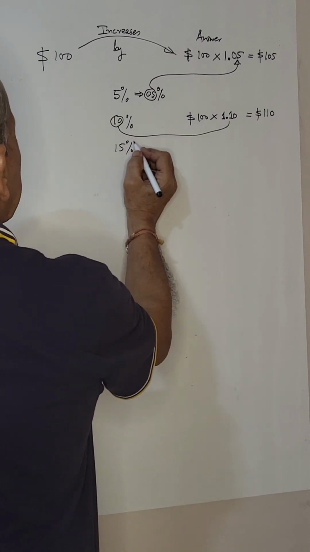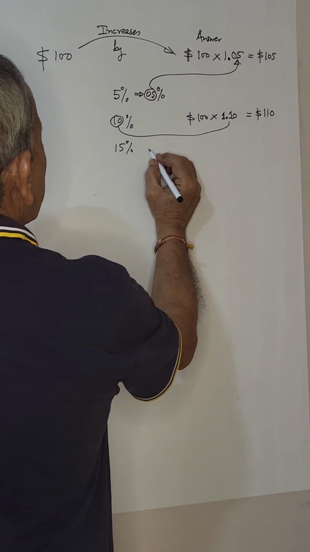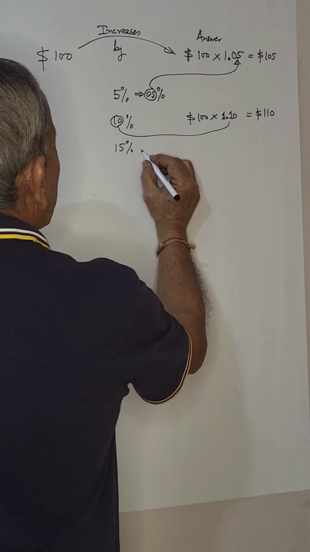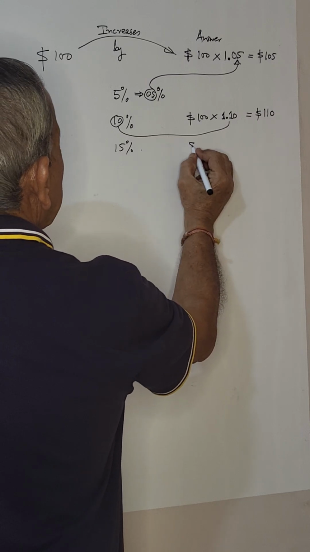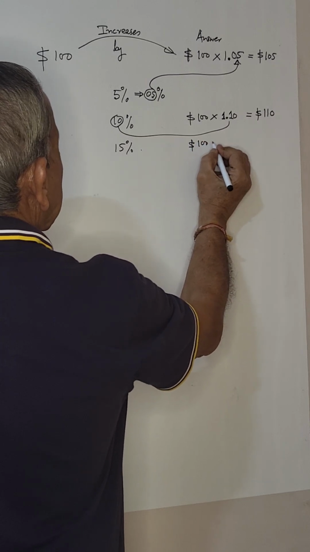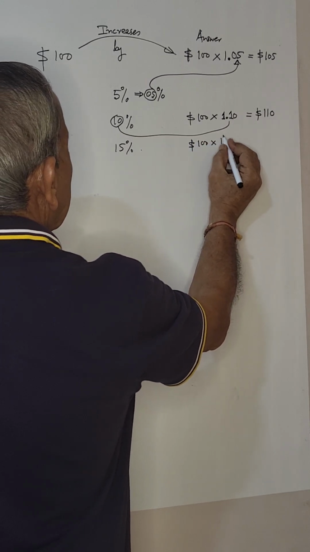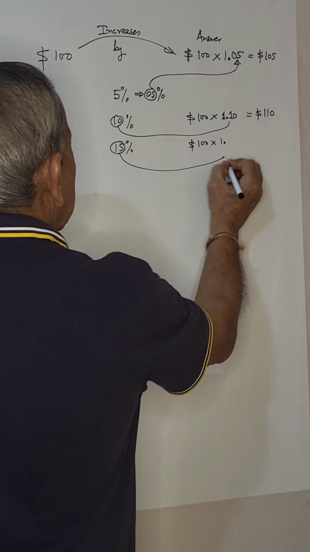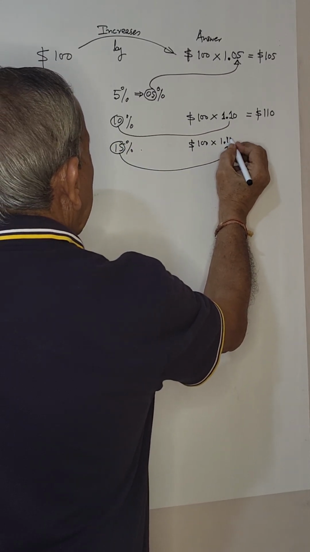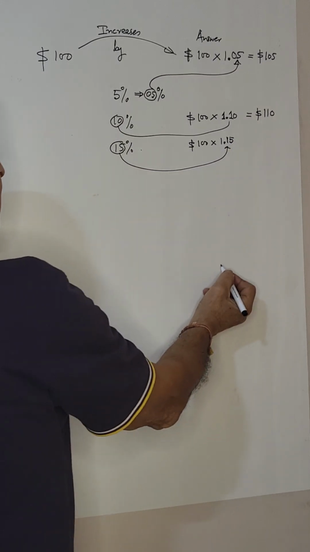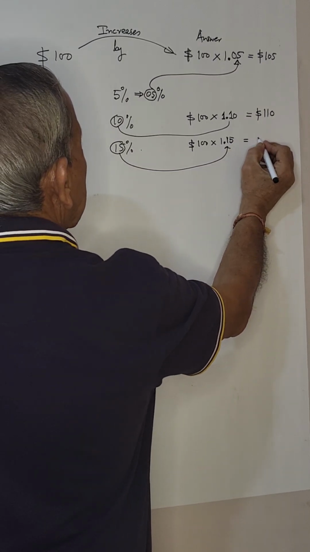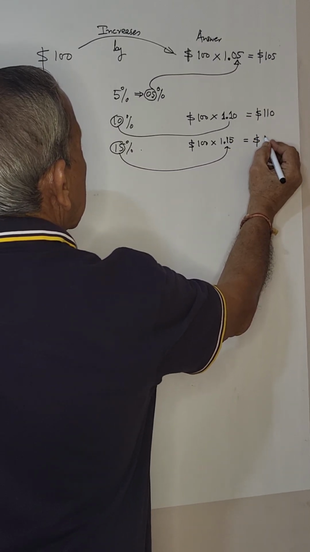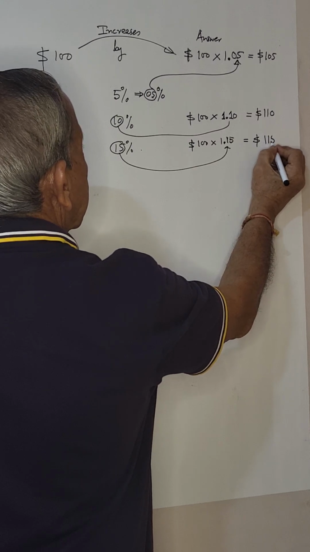If it increases by 15%, then you multiply this $100 by 1 point always, and then write 15 after this decimal, and the result will be $115.